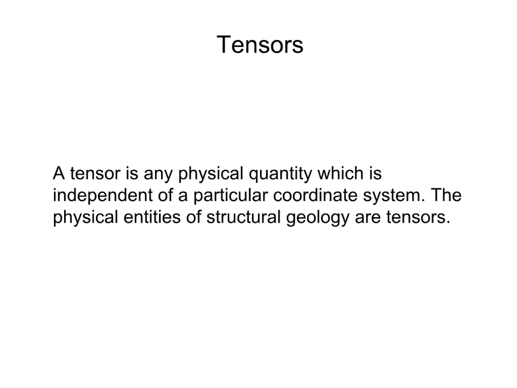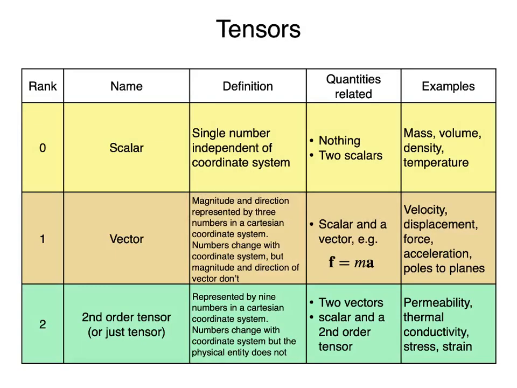But what is a tensor? A tensor is any physical quantity which is independent of a particular coordinate system. The physical entities of structural geology are tensors. In fact, we already looked at tensors of rank 0 and 1. Tensors of rank 0 are called scalars, and they are single numbers independent of the coordinate system. Mass, volume, density, and temperature are scalars.